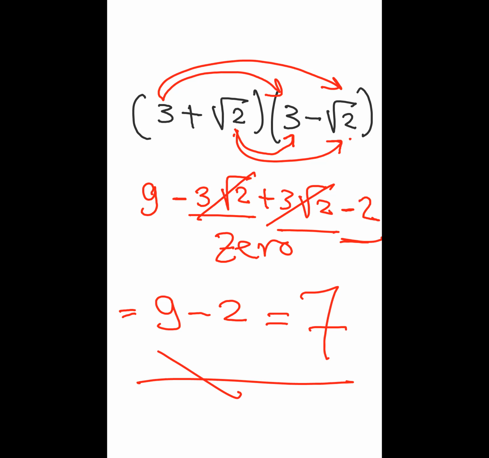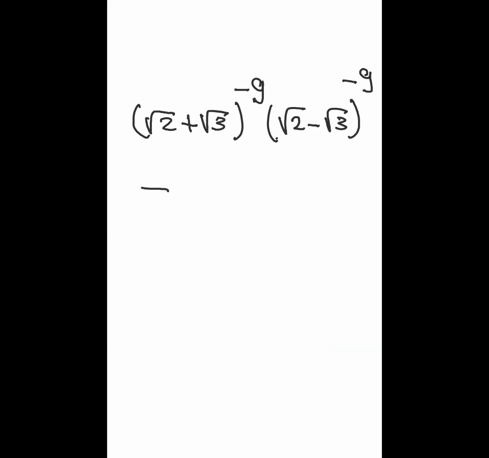So this question is: complete the following. Okay, just one second. I will write it on the board. It will be like this: square root of 2 plus square root of 3 at the power of -9, times square root of 2 minus square root of 3, also at the power of -9, will equal.